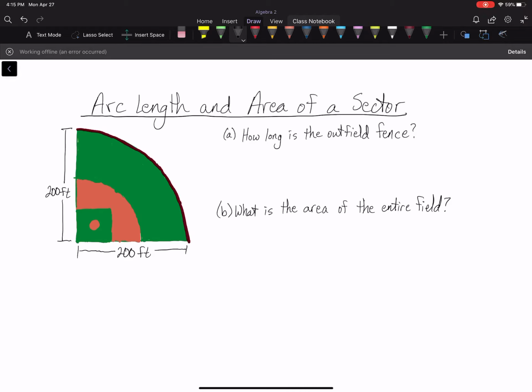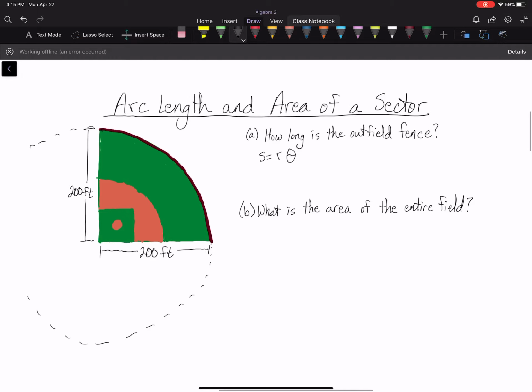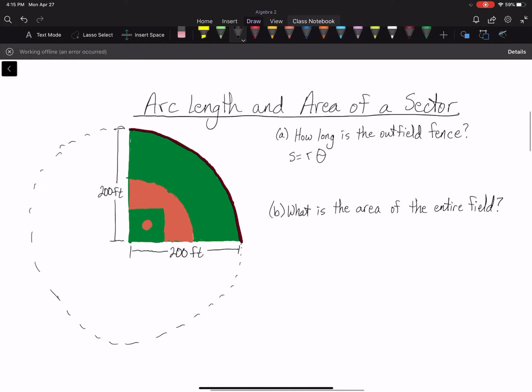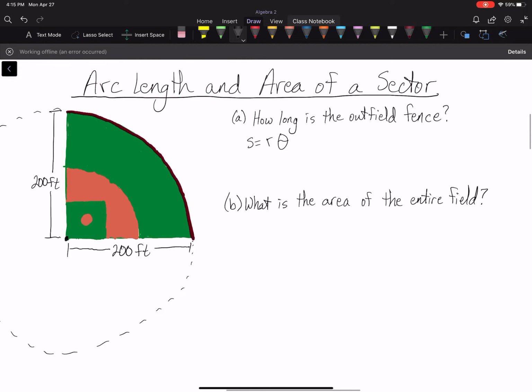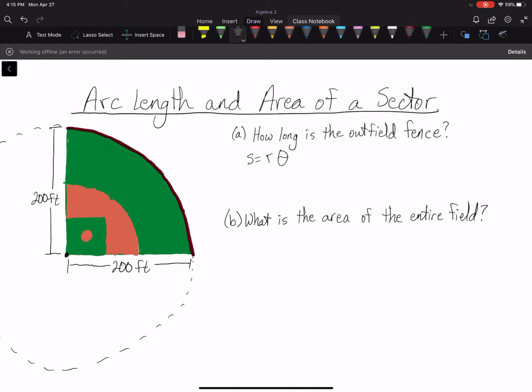So the arc length formula is S equals R times theta. Now, R, of course, is your radius, and theta is your central angle. Now, you can't see the circle here, but if we kept this going all the way around, you would see that it's making a circle. And so home plate would be the center of this circle, and so its radius is 200 feet. So we're just going to plug in 200.